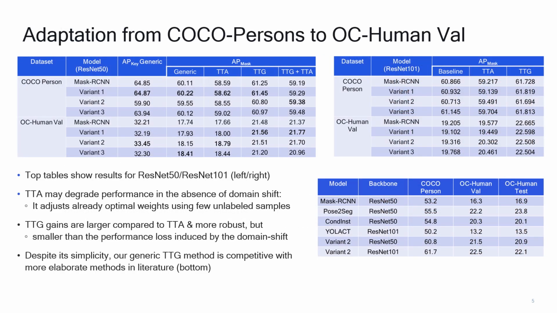The top left table compares TTA and TTG for the ResNet50 backbone and shows that in the absence of a large domain shift, TTA degrades performance as it changes already optimal weights using few unlabeled data samples. TTG improves a little as it uses keypoint ground truth for segmentation. With a large domain shift, however, both TTA and TTG provide gains, but TTG gains are larger and less sensitive to architectural variations. The top right table shows similar trends for the ResNet 101 backbone. The bottom table shows TTG's competitivity against methods from the literature despite its simplicity.